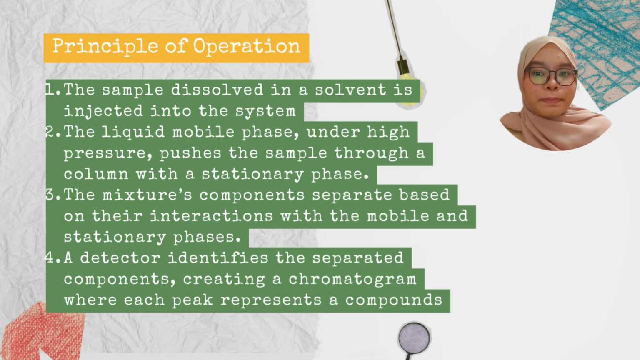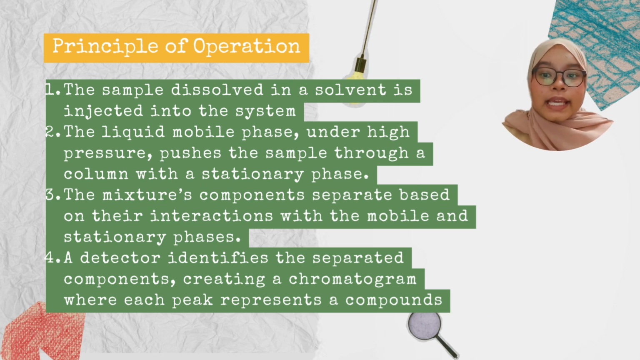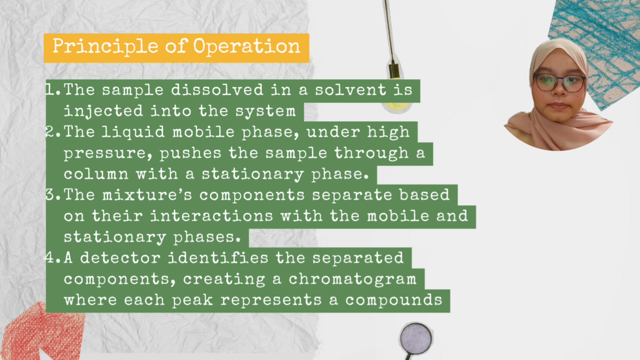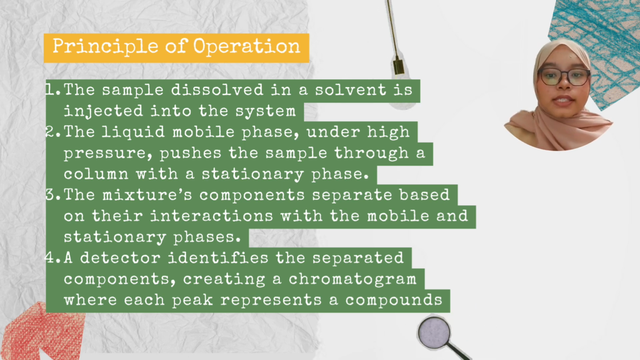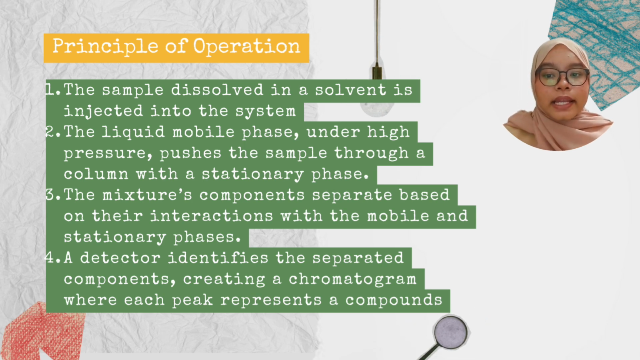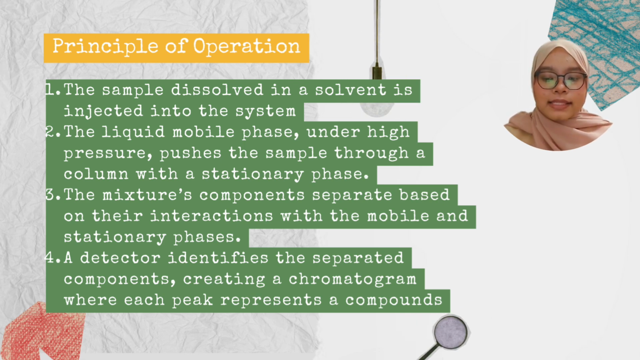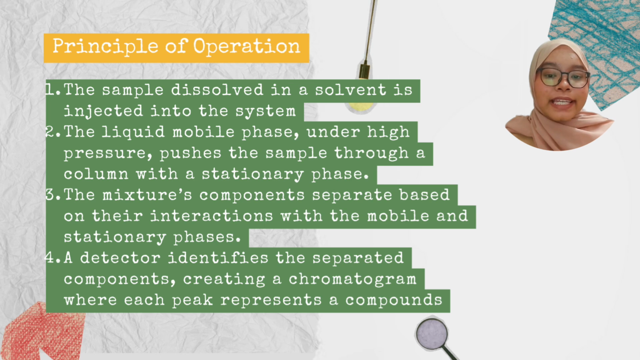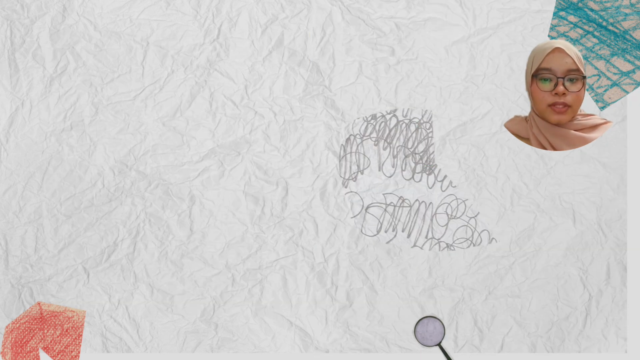Now is the principle of operation. The sample dissolved in a solvent is injected into the system. Next, the liquid mobile phase under high pressure pushes the sample through a column with a stationary phase. Third, the mixture components separate based on their interaction with the mobile and stationary phase. Lastly, a detector identifies the separated components, creating a chromatogram where each peak represents a compound.